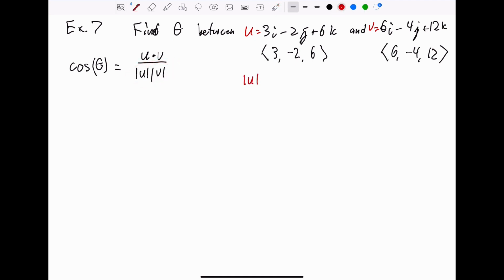The magnitude of u is the square root of 3 squared, which is 9, plus 2 squared, plus 6 squared. If we simplify this, we have the square root of 49, which is 7. So that's the magnitude of u. Let's find the magnitude of v.